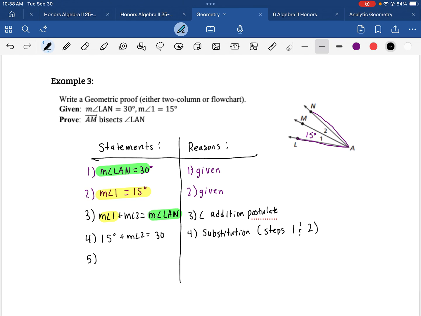And then we are just simplifying. We're kind of back to an algebraic proof. So the measure of angle 2 is going to equal 15 degrees. That is the subtraction property of equality.